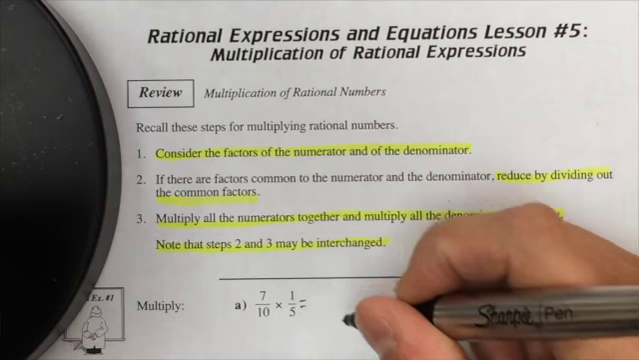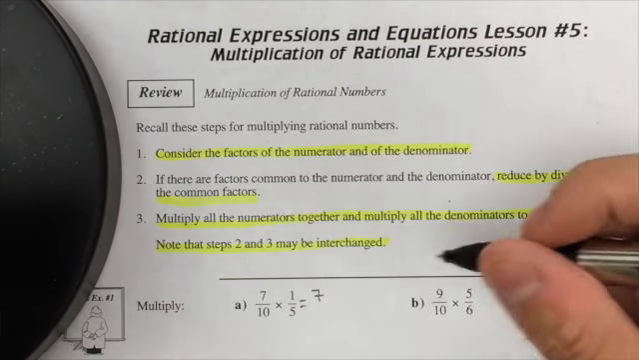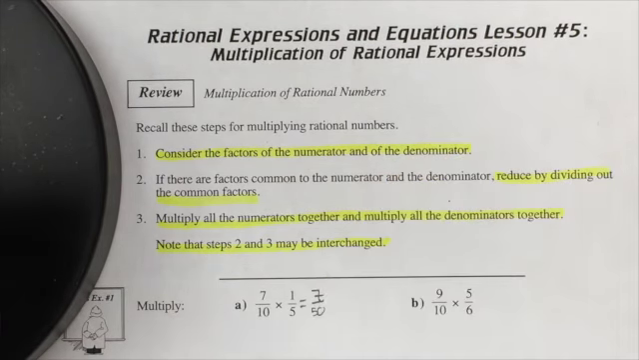If you have 7/10 times 1/5, remember that if you're dealing with fractions, you can just multiply across the numerators and the denominators. That would give you 7/50.